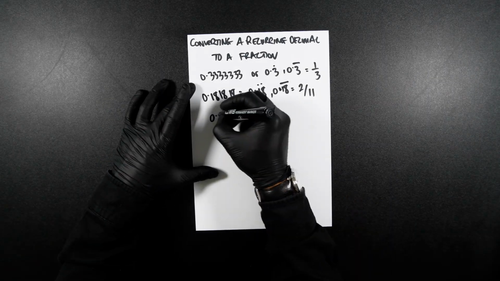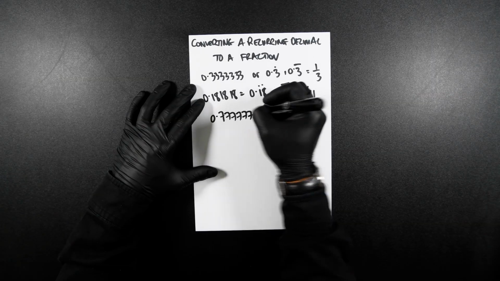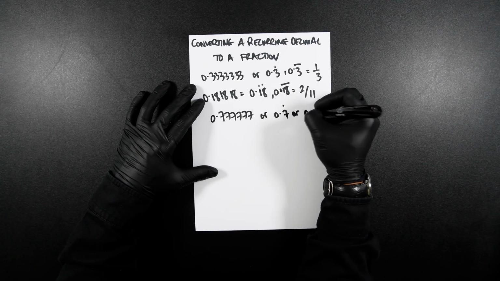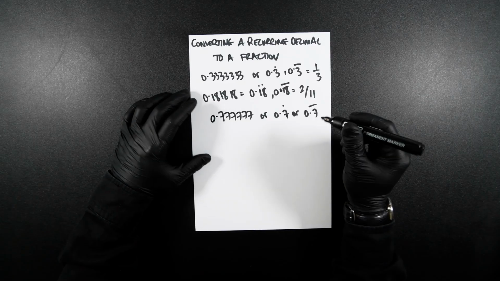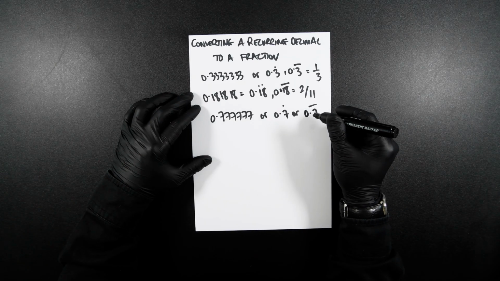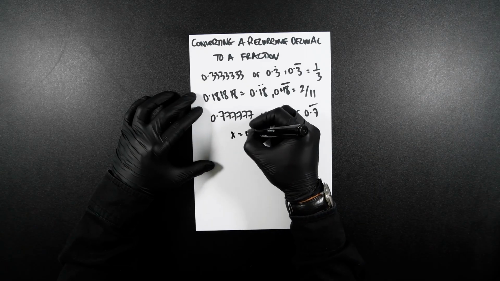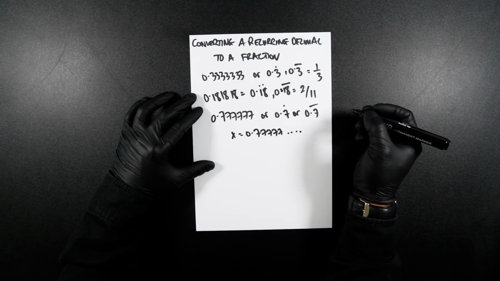Okay, let's just start with 0.77777, yeah? So, or 0.7 dot, or for the Americans, there's a line over the top, yeah? How are we getting this into a fraction? How do we do this? So we're going to make x equal 0.77777 dot dot dot dot, and so on, yeah?